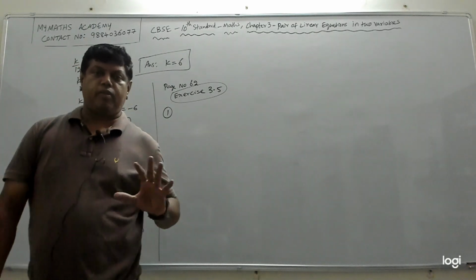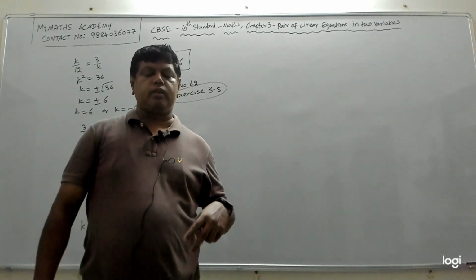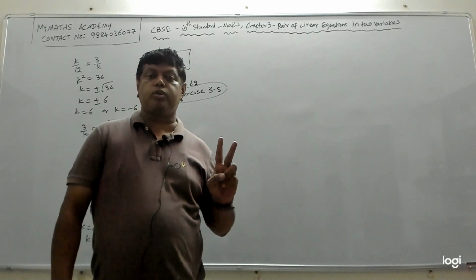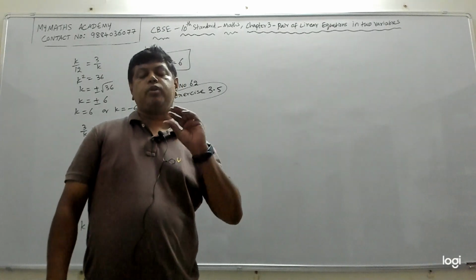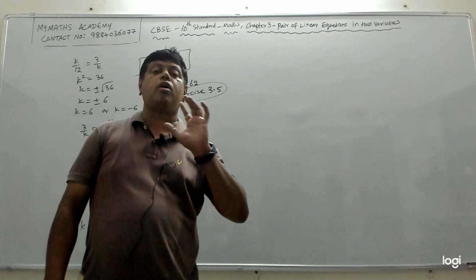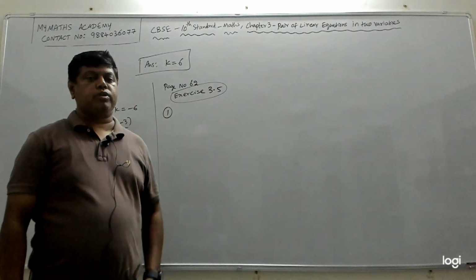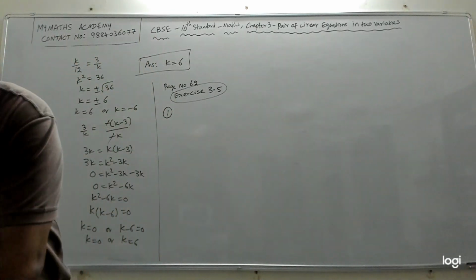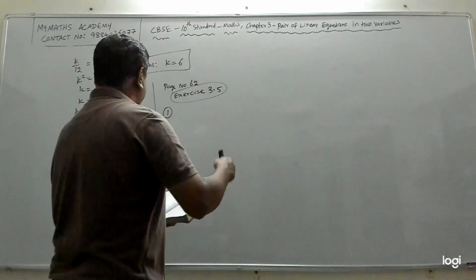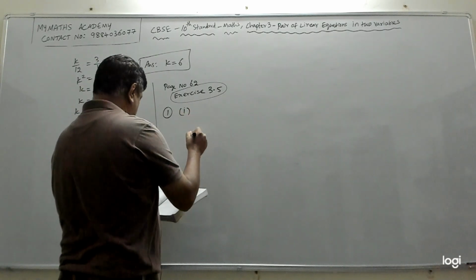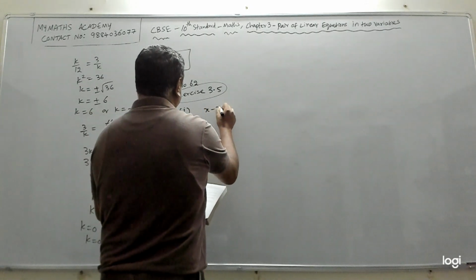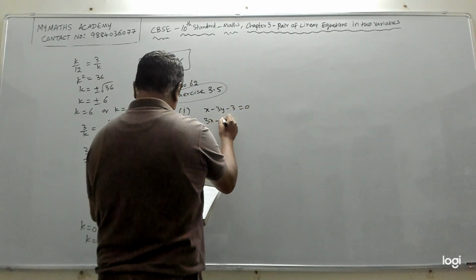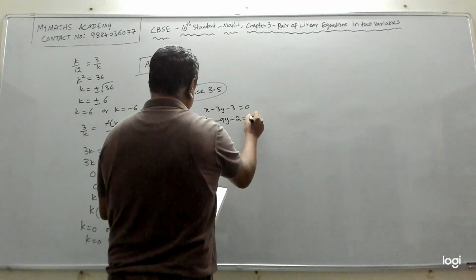So question number 1, they have given equations. We have to take the equation and check whether it has a unique solution or no solution or infinitely many solutions. If it has a unique solution, then we need to solve using the cross multiplication method and find the solution. Solution means we need to find the value of x and y. So let's take the first set of equations. In the first sub problem, x minus 3y minus 3 equal to 0, 3x minus 9y minus 2 equal to 0.